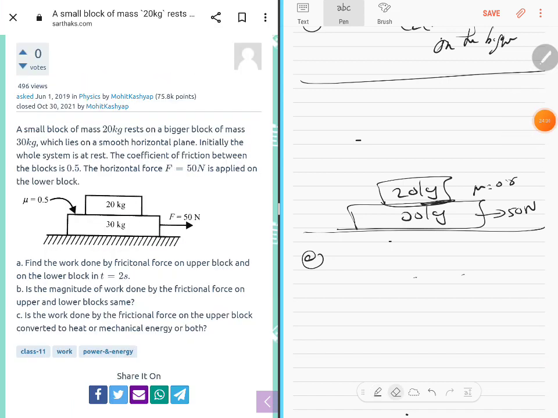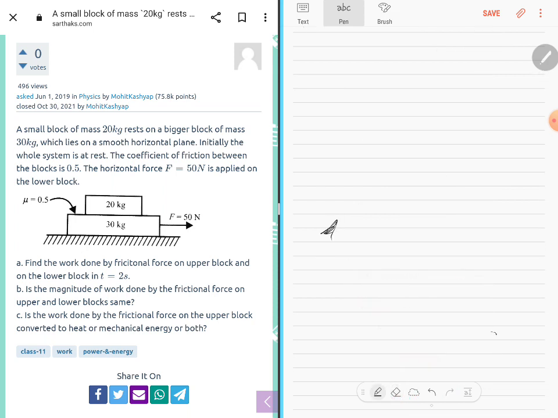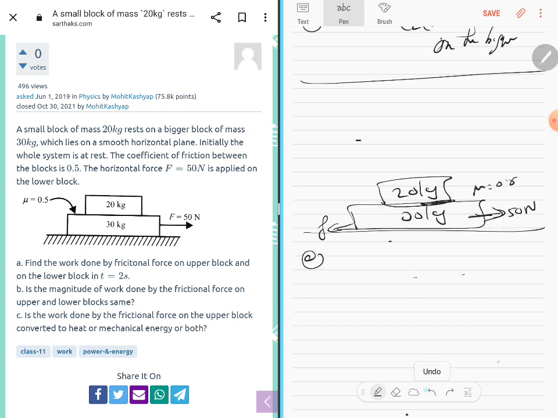So if you see this question, initially both the blocks are not moving, but 50 Newton is applied. There is no friction at all in this direction. Since it's a smooth surface, the entire 50 Newton will easily move the entire mass of 20 plus 30 into g.